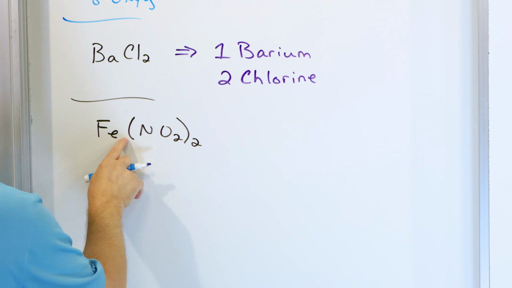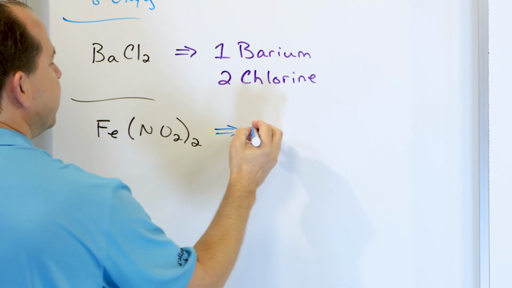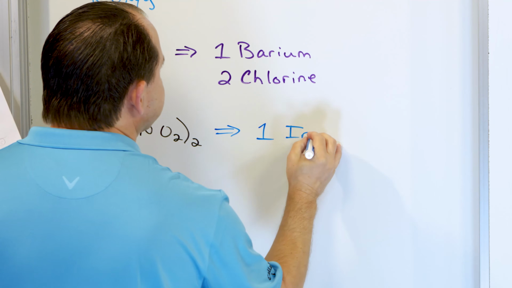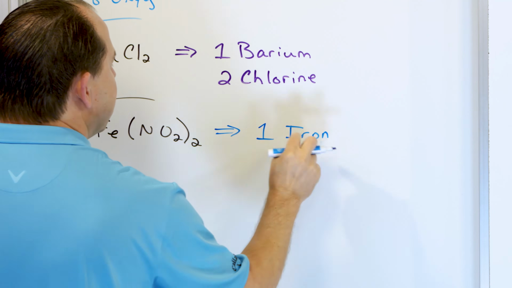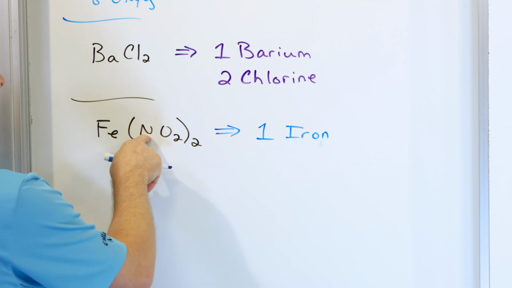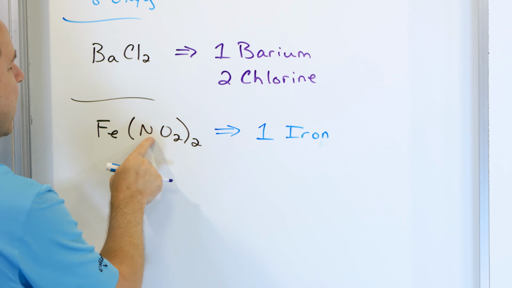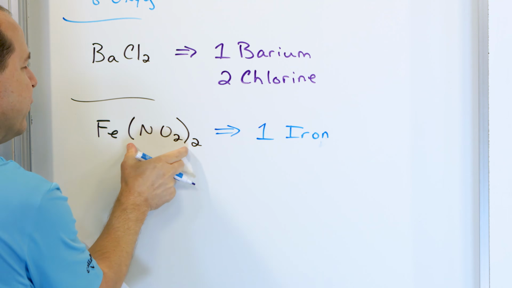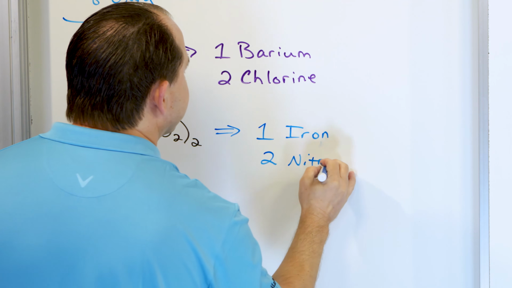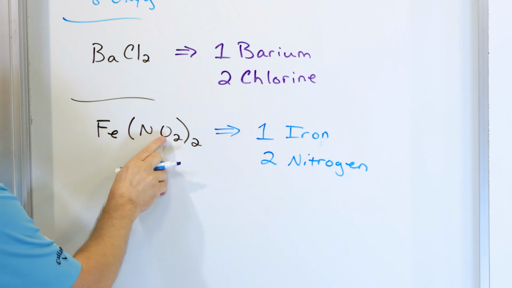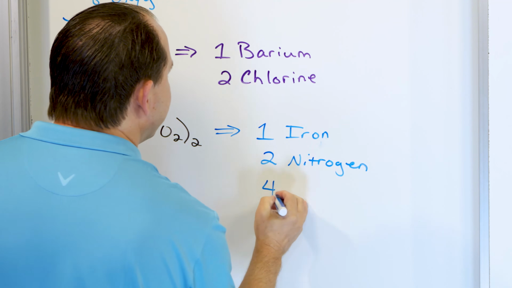For iron, how many do we have? We have an implied 1 here. It's not written, but we know we have 1 iron atom. All right, how many nitrogens? N is for nitrogen. I think you probably remember that. There's 1 of them here. We multiply because we have 1 of them here, but there's 2 of these entire units. So 1 times 2 is 2 nitrogen. And how many oxygens? We have 2 here, but there's 2 entire groupings. 2 times 2 is 4, so 4 oxygens.